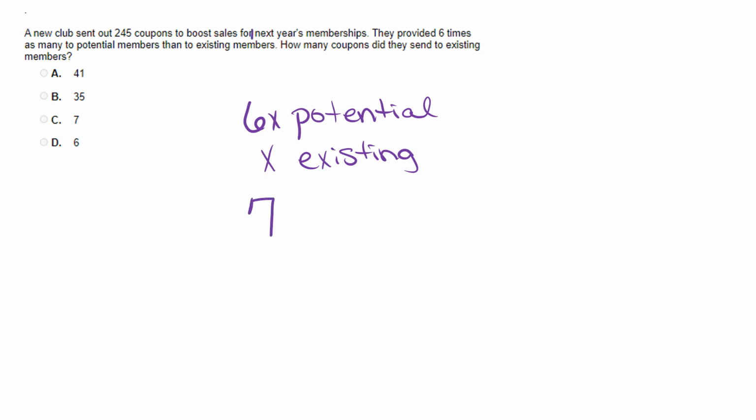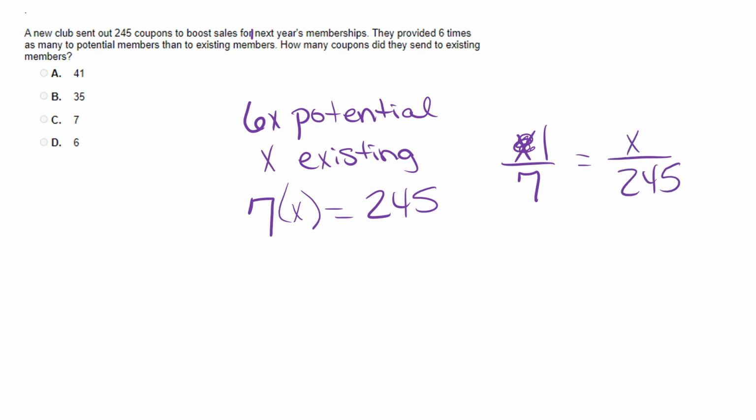Okay, so I'm going to put 7 times X equals 245. If you want to set this up as a proportion, you can. Sorry, not X over 7. 1 over 7 equals X over 245. Same thing. Okay, if you cross multiply, you do get 7X equals 245. So exactly what we have right here.